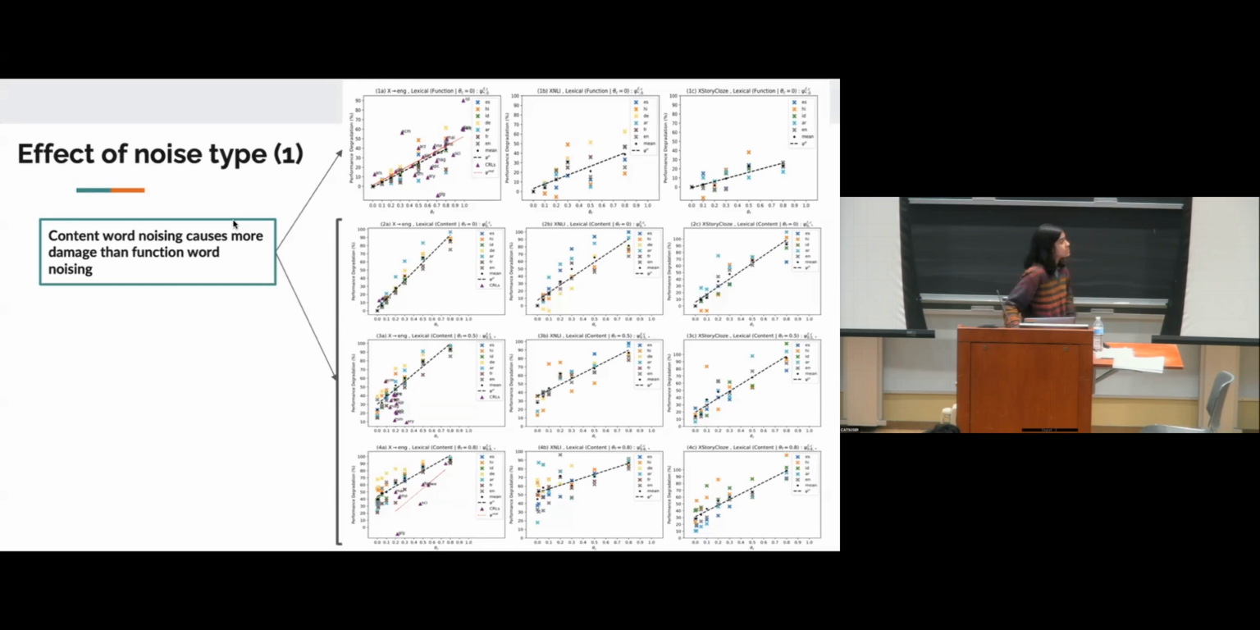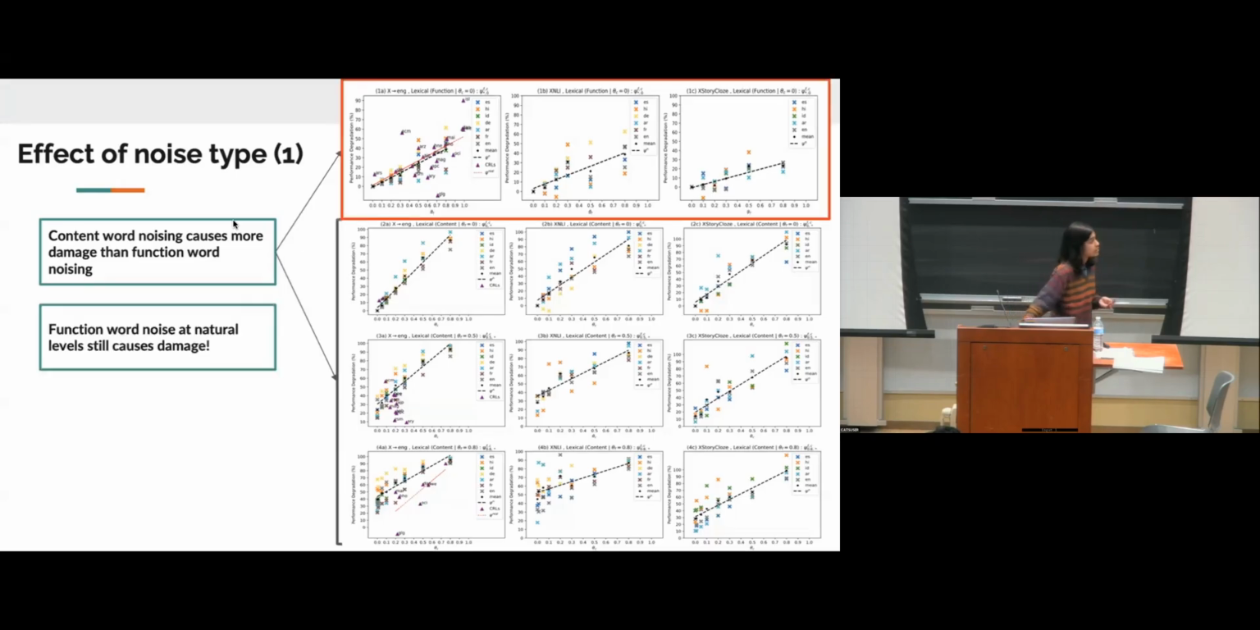And yeah, these are all lexical noises, and the one on the top is just function word noise, and the rest of them are content word noises, right, with different fixed levels of function word noise. And I guess the first thing to see is that content word noising is much more damaging than function word noising, which is unsurprising.